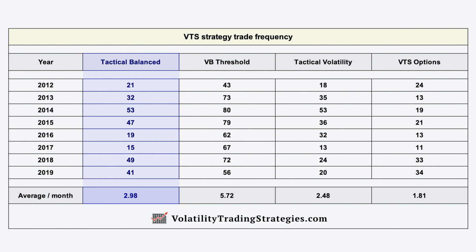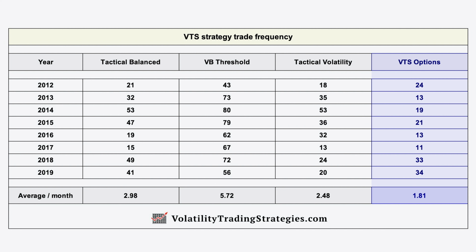The tactical balance strategy, on average, only changes position 2.98 times per month. The VB threshold is a little more active at 5.72 changes of position per month. Tactical volatility averages 2.48 trades per month. And that last one for VTS options, 1.81 was the trade frequency going back to inception.